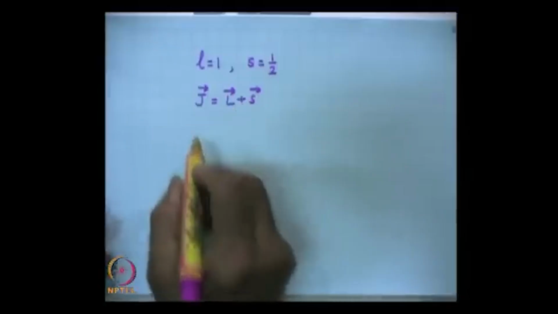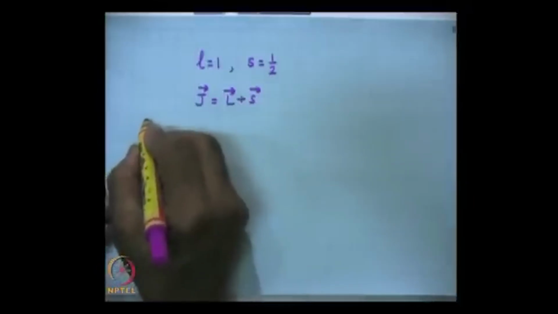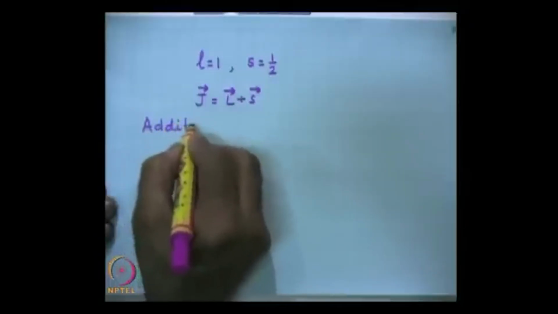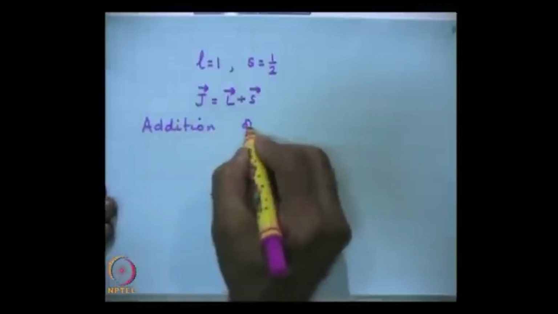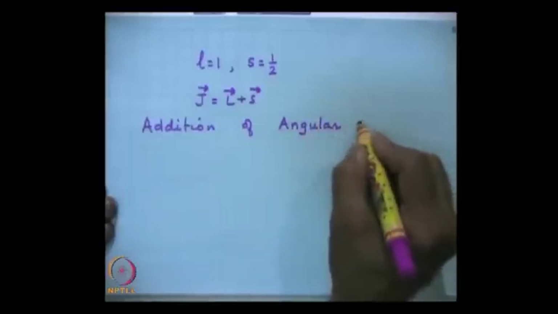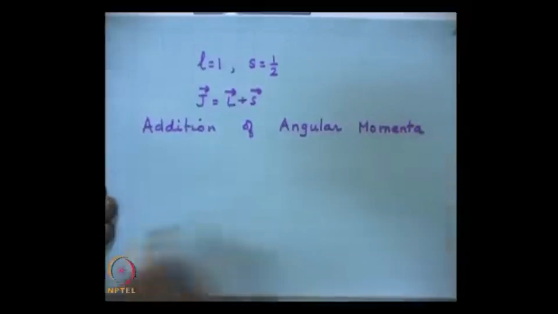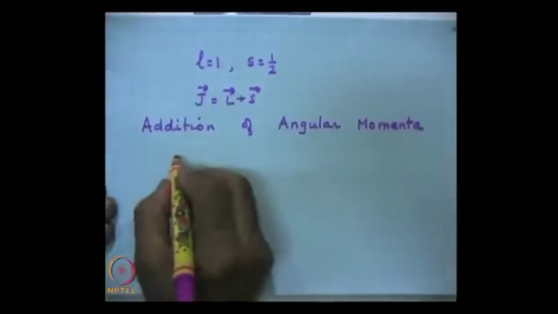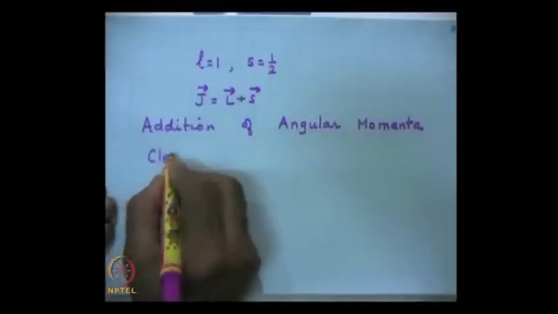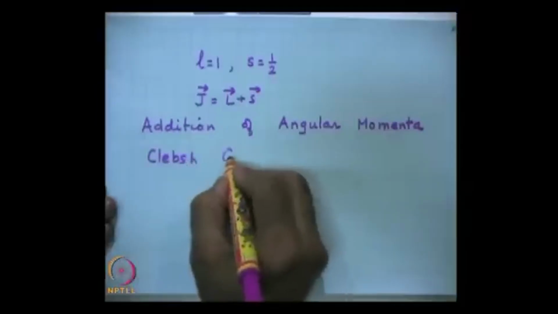So, I will consider a more general case, and we start this by saying that we will be considering what is known as addition of angular momenta, and we will develop a formal theory for that, which will lead to the calculation of what are known as Clebsch-Gordan coefficients.